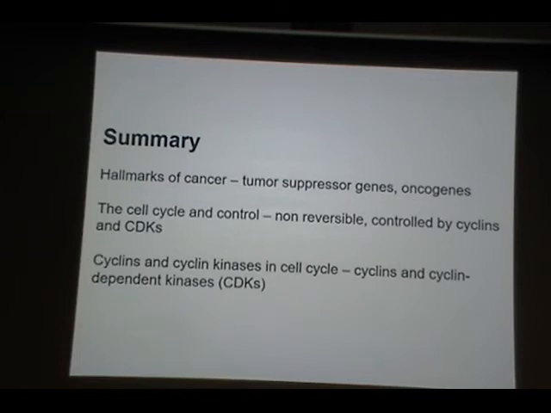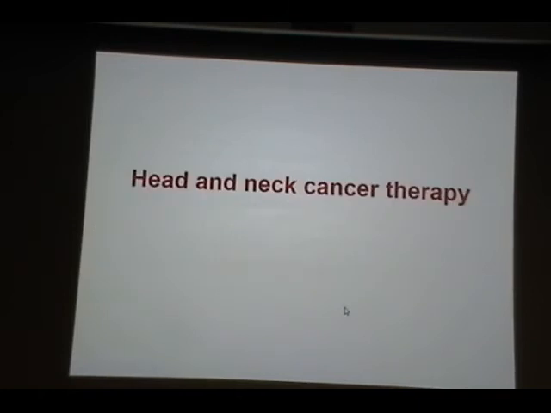Of course, I didn't mention how those tumor suppressor genes are involved in the cell cycle and cell cycle control, just because it's a little bit too complicated. It's impossible for me to explain to you in this really short lecture. I mentioned the cyclins and the cyclin-dependent kinases in cell cycle, so the CDKs and cyclins. And then, do you want to take a break? Okay, let's take a break.